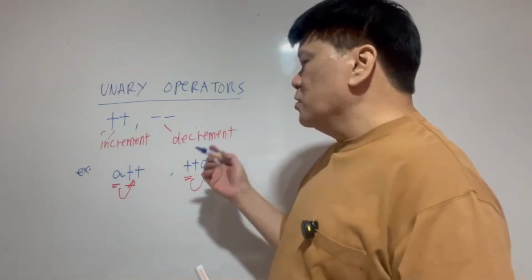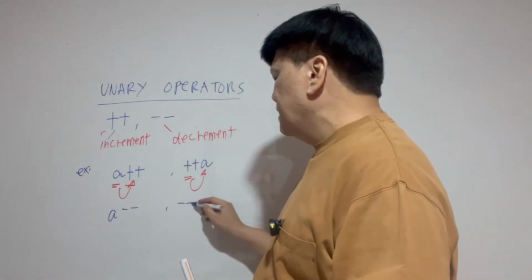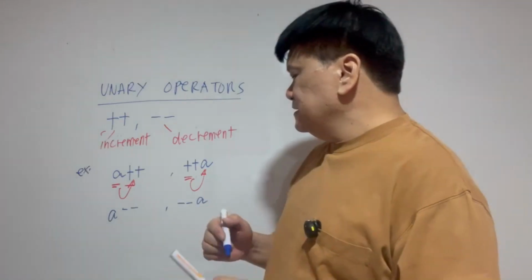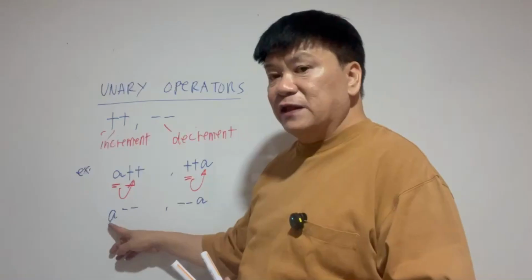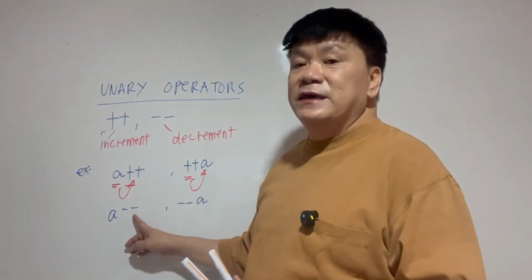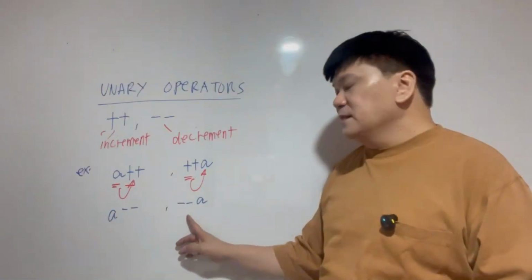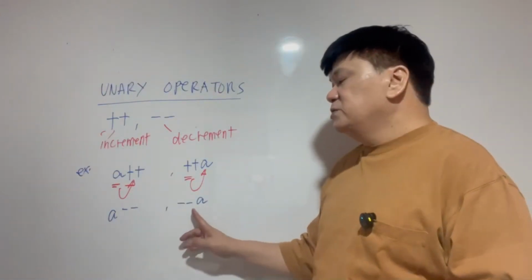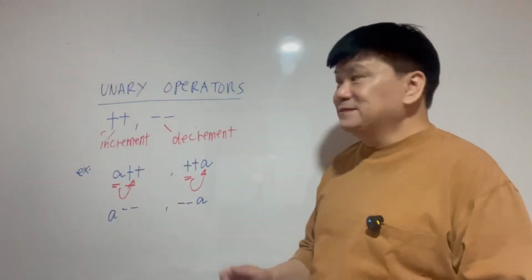The same thing goes for A minus minus or minus minus A. This is store first, or use first, the value of A before you decrement by 1. Same thing with this one, minus minus A: you decrement first before you use the value of A. That is unary operators. The next one is the relational operators.